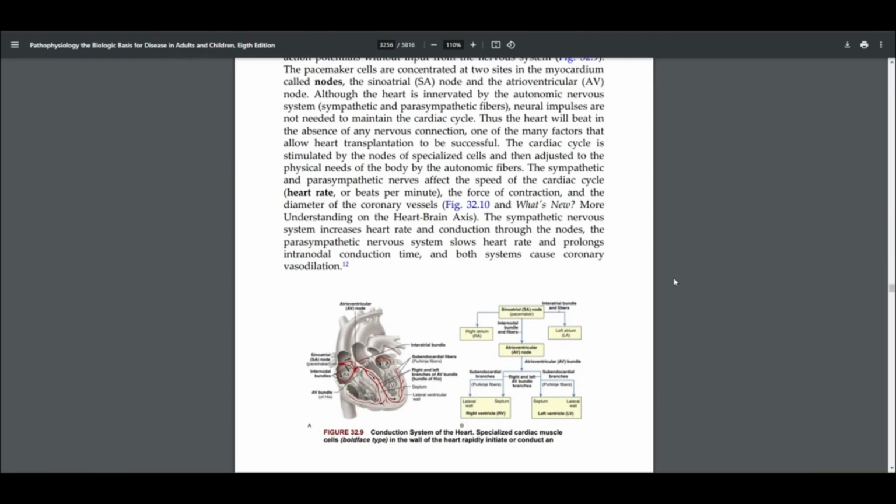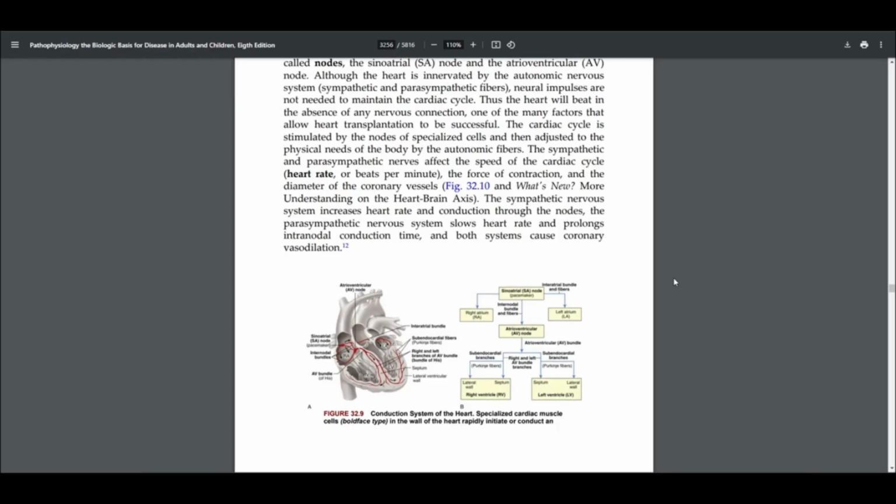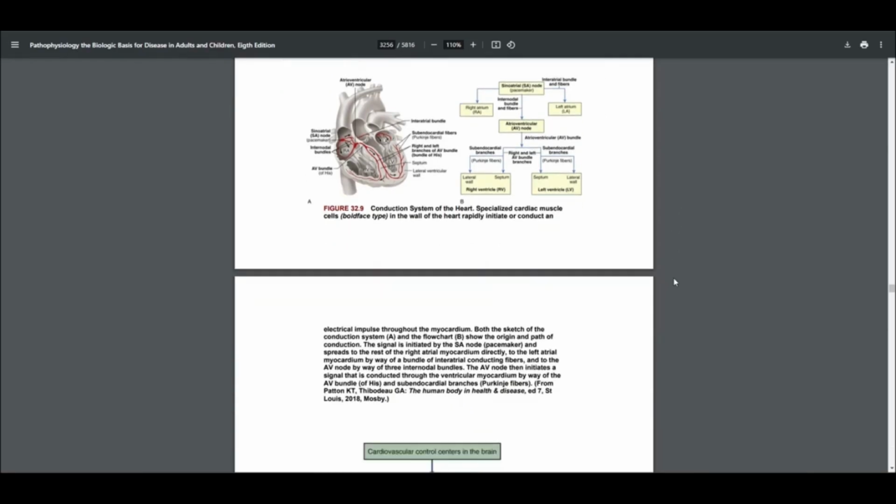So what's new? More understanding on the heart-brain axis. I guess there is a little info.